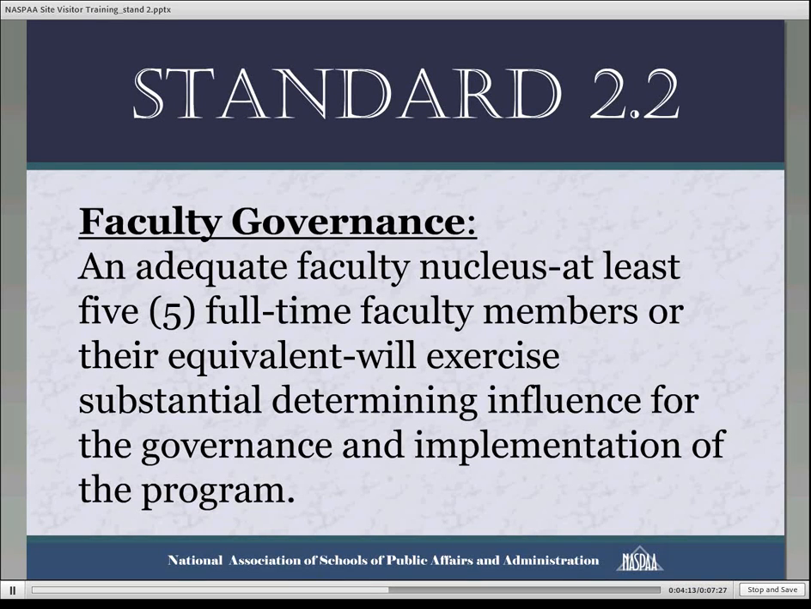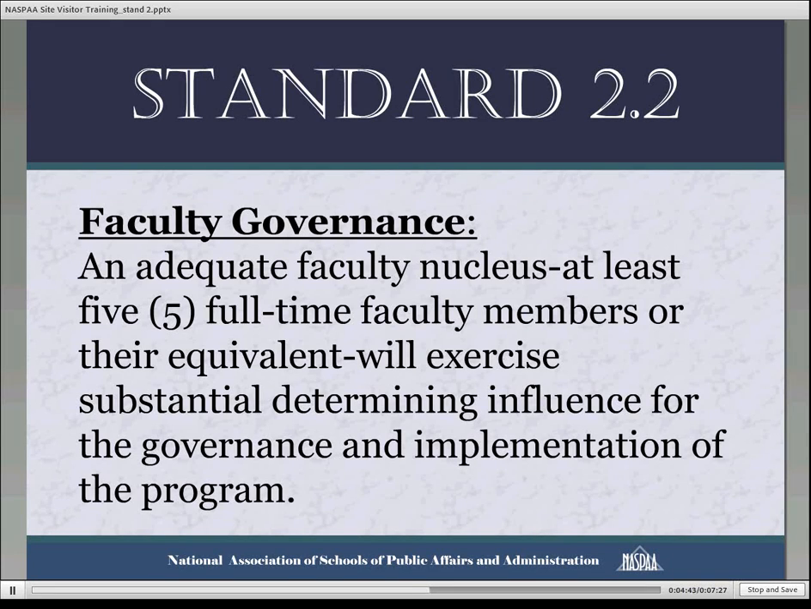Standard 2.2 talks about faculty governance. It's the second component with regard to matching the governance structure with the mission. And then with regard to faculty governance, one of the mainstays of the accreditation process is that there's an adequate faculty nucleus that's at the center of the program, and that is fulfilling the obligations of the curriculum of the program.